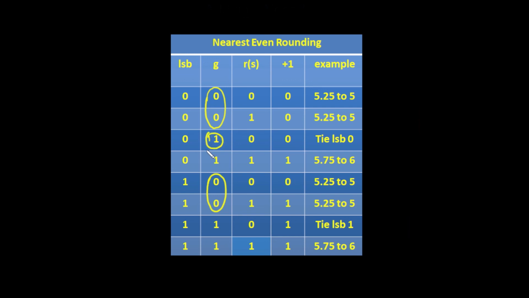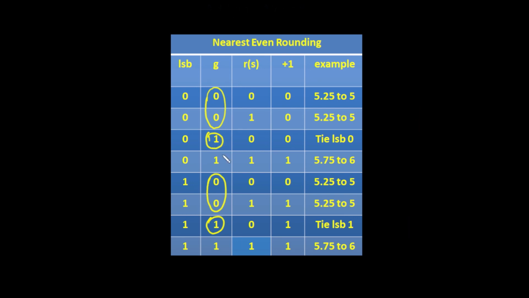And also the other option down here is the same thing. We've got a 1 here for the guard bit, but the round bit is a 0, so we're exactly halfway there. So we have to look at the least significant bit. If the least significant bit is an odd number, then we're going to have to make it an even number. So we make it an even number by adding the value of 1, and that will change this to a value of 0. So that's the other tie. So the two ties have been completed.